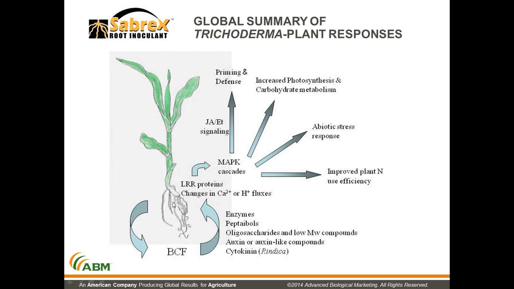Now, that biological transfer of information can be systemic, and the plant can take that information in, and that's where we start seeing physiological changes in the plant. As a result of that colonization, we get priming defense from diseases. We get increased photosynthesis and carbohydrate metabolism. We get abiotic stress response in instances when we get into drouthier fields. We also get improved plant nitrogen use efficiency. The plant becomes more efficient in taking up the nitrogen.